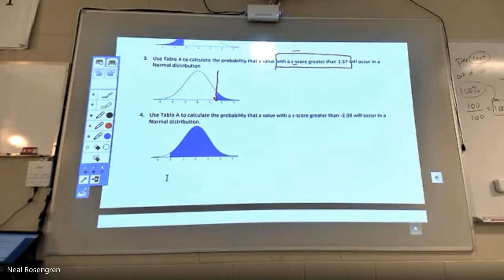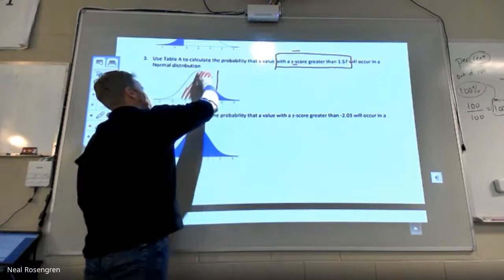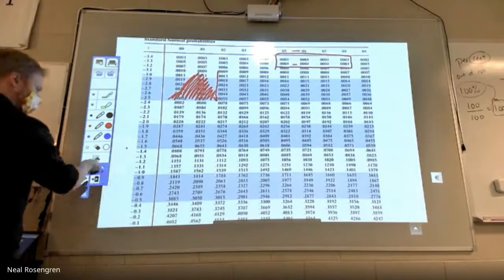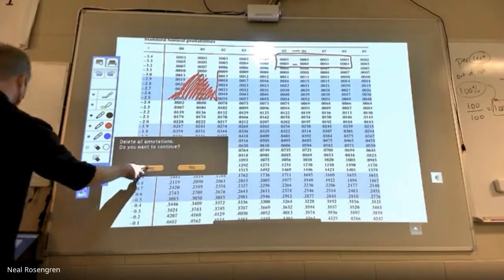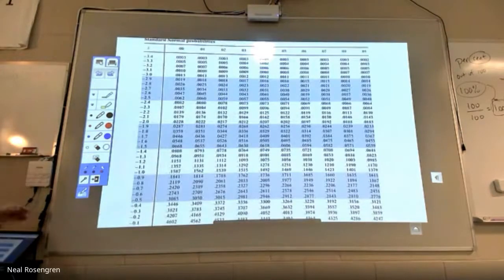But when I jump to table A, it's going to give me all of that probability to the left of z. So let's just do that. Let's figure out what's in the red space, and then we can use that to figure out what's in the blue space. Okay, so the story is printed. What's our magic number? 1.57. All right, find 1.57. All right, I'm on the negative side. So let's switch back to positive.